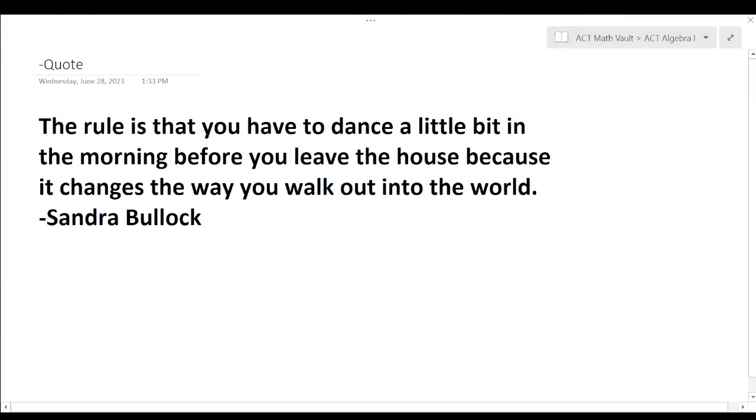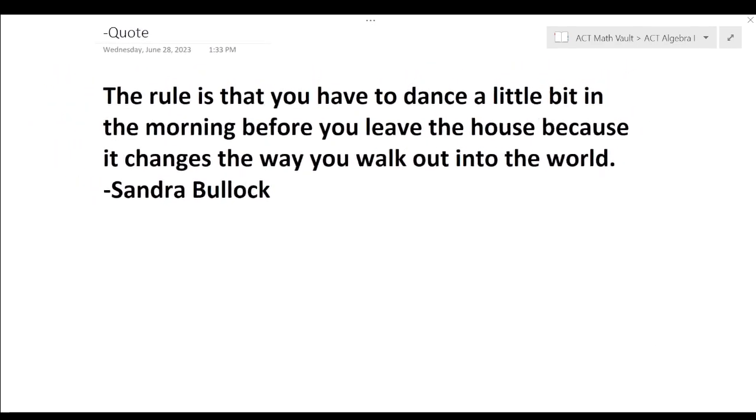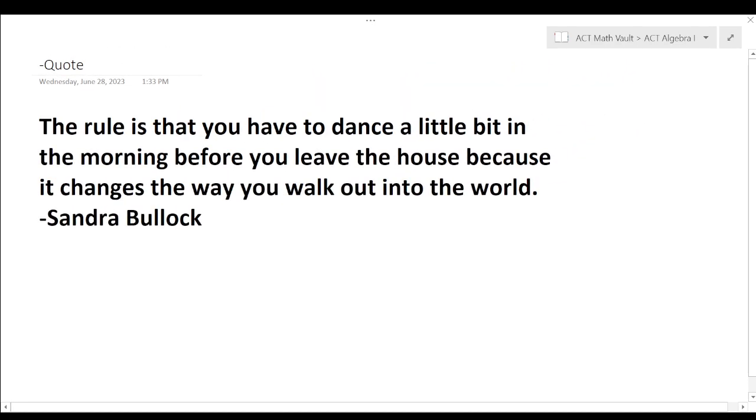Okay, lastly, we have a quote. Sandra Bullock says, "The rule is that you have to dance a little bit in the morning before you leave the house because it changes the way you walk out into the world." I love that quote. I think it's true. I think we all need to have a little fun before we start our days.